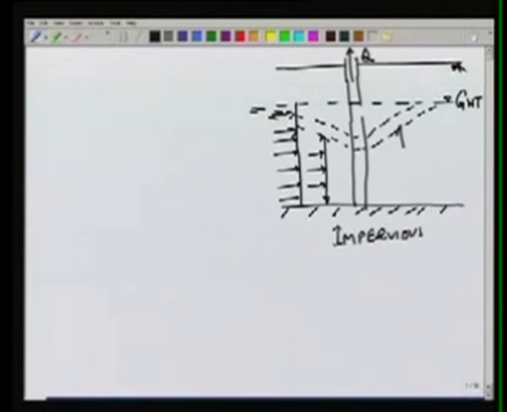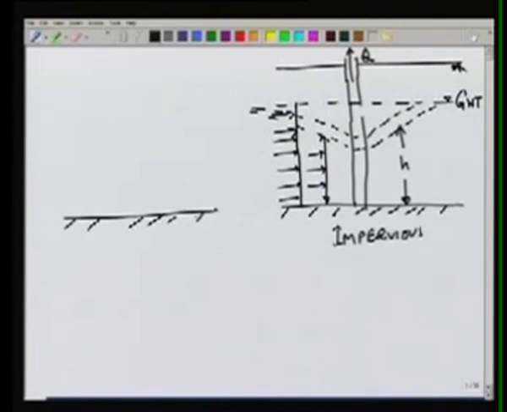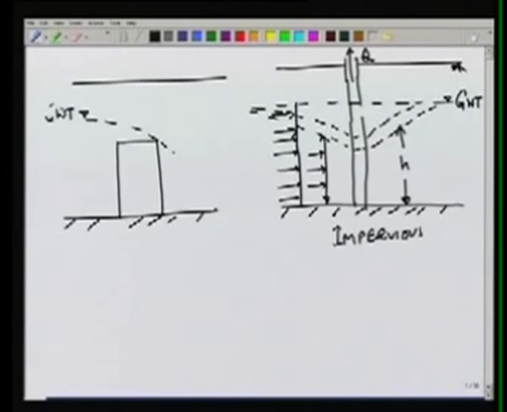So the height h will represent the area of flow. Therefore, the governing equations will be slightly different compared to the case of the confined aquifer. So let's look at the governing equation for an unconfined aquifer. Typically, let's say that this is the groundwater table, which is having certain slope. That slope depends on what is the pumping rate. Higher the pumping rate, more will be the slope. This is the height h, and suppose we take an element which is delta x in the x direction and delta y in the y direction.